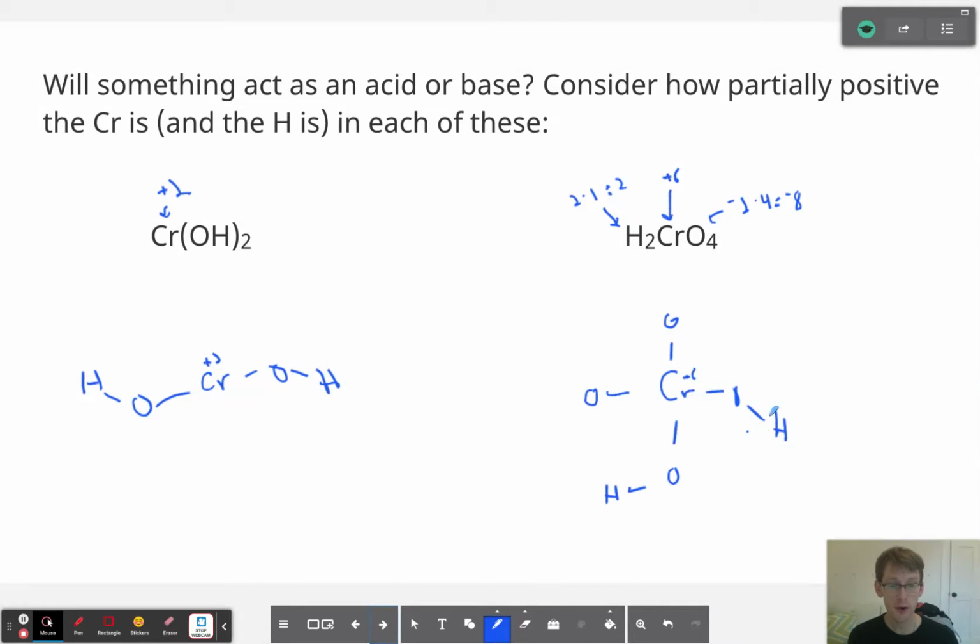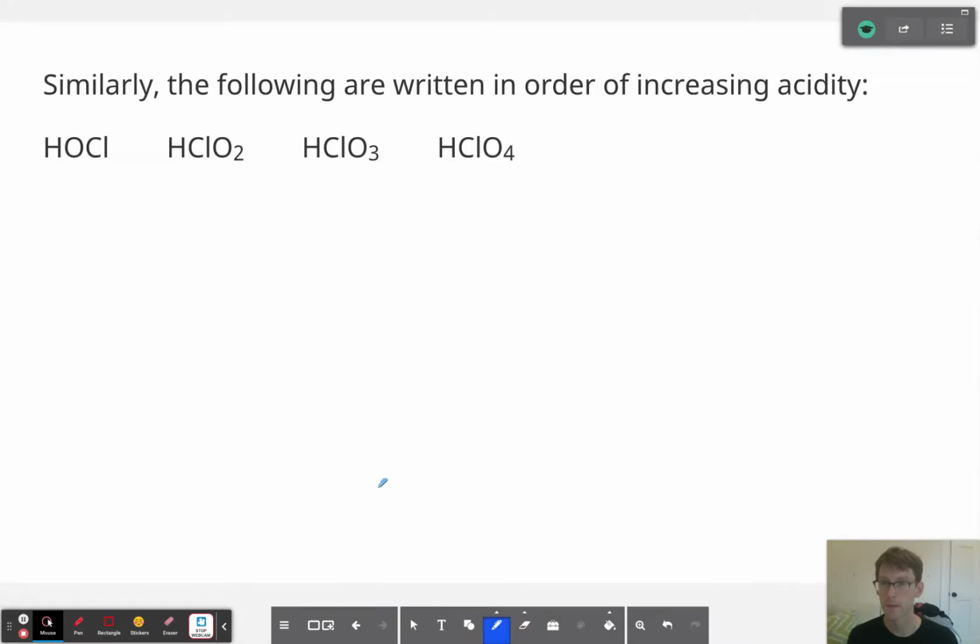Essentially, this O to H bond is a bit weaker here, and the chromium oxygen bond is stronger here, compared to the weak chromium oxygen bond here and the stronger oxygen hydrogen bond here. And so as a result, our H2CrO4 is going to be acidic and our Cr(OH)2 is going to be basic.